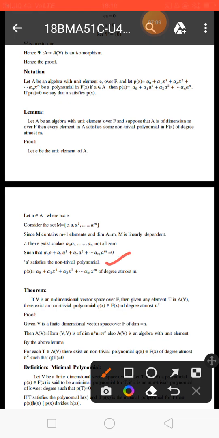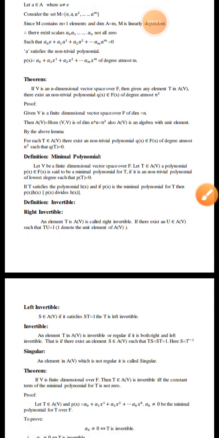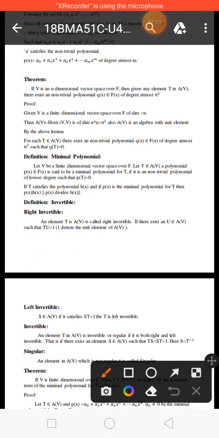This implies A satisfies a non-trivial polynomial P(x) = alpha_0 + alpha_1 x + ... + alpha_m x^m of degree at most m. Now the next theorem: if V is an n-dimensional vector space over F, then given any element T in A(V), there exists a non-trivial polynomial q(x) belonging to F[x] of degree at most n squared.